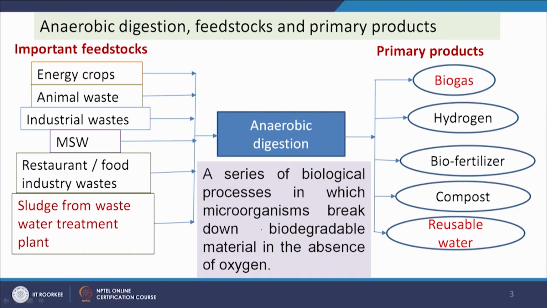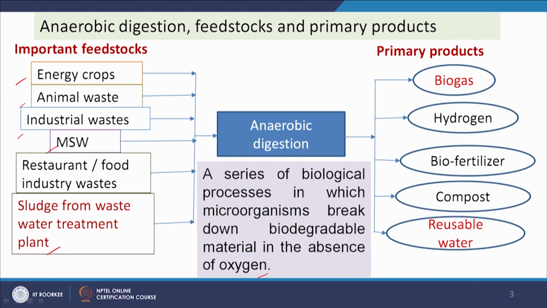So, here you see anaerobic digestion is a series of biological processes in which microorganisms break down biodegradable material in the absence of oxygen. Different types of feedstocks can be used, like energy crops, animal waste, industrial waste, MSW, that is municipal solid waste, restaurant and food industry waste, and sludge from wastewater treatment plants. This is our main focus here, but these other materials can also be the feedstock for this anaerobic digestion process.